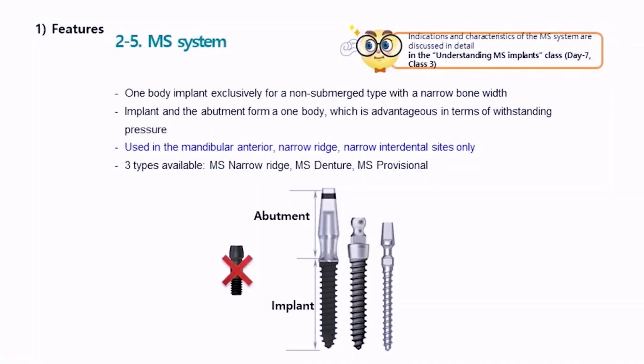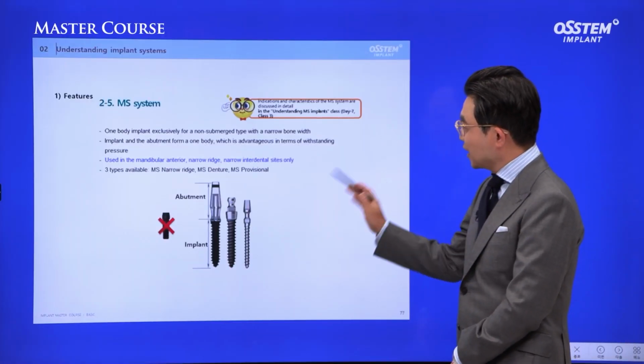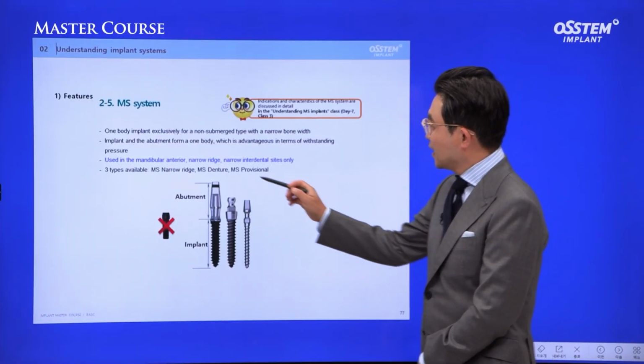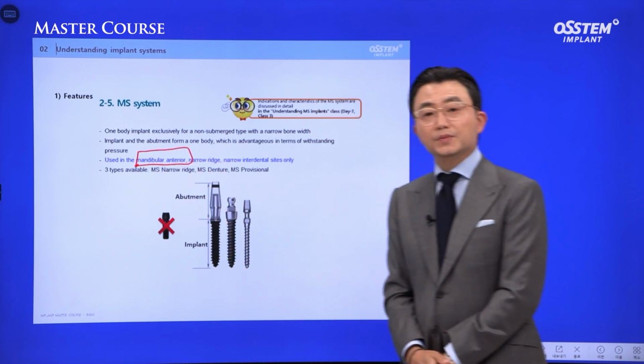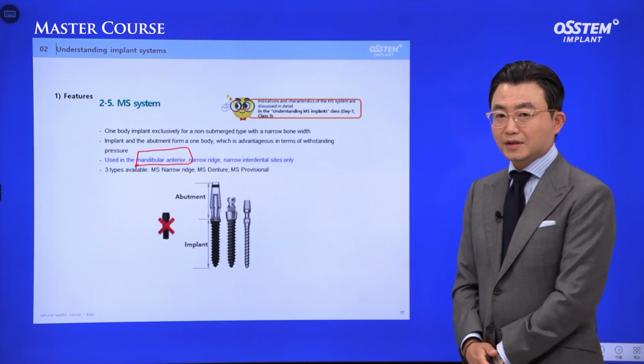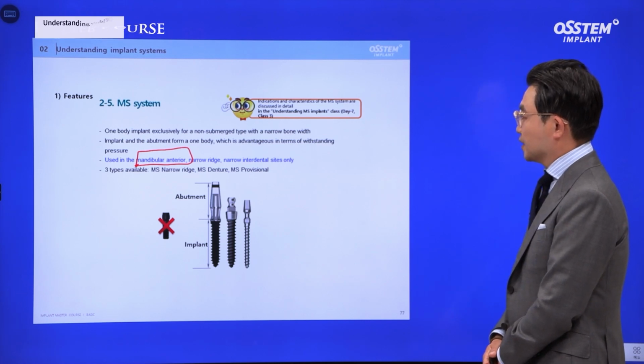A bit different characteristics of implant. This is a one body implant. And this one body implant is mostly used for the mandibular anterior region. Besides this area, I do not believe it has an indication.